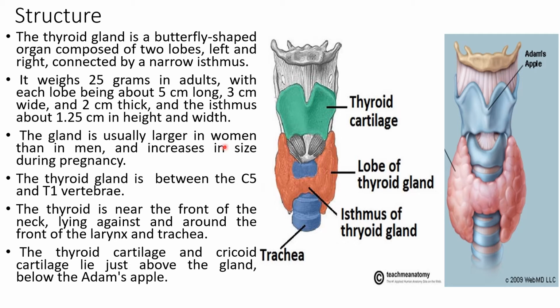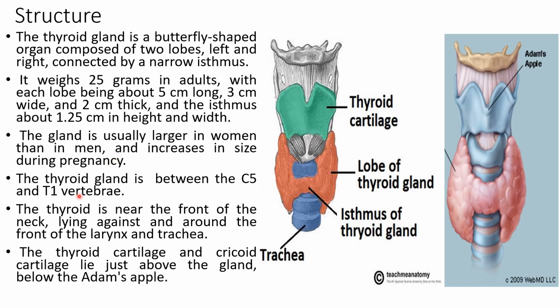This gland weighs about 25 gram in an adult and is 5 centimeter in length, 3 centimeter wide, 2 centimeter thick, and the isthmus is about 1.25 centimeter in height and width. The weight is 25 gram. The dimensions are 5 into 3 into 2 centimeter and the isthmus is about 1.25 into 1.25. The gland is usually larger in women and increases in size during pregnancy.